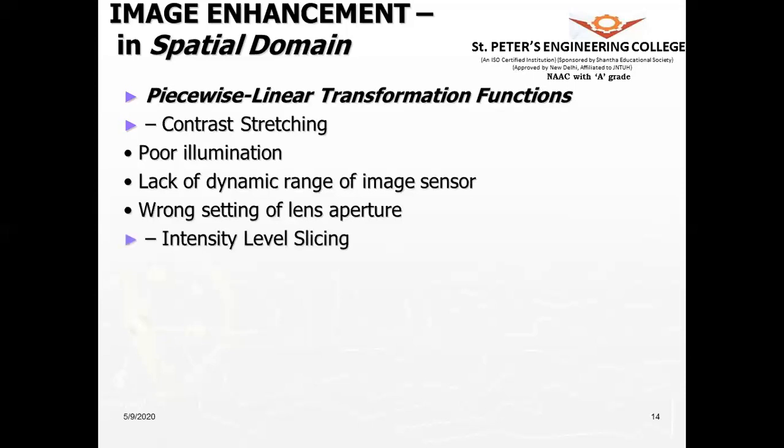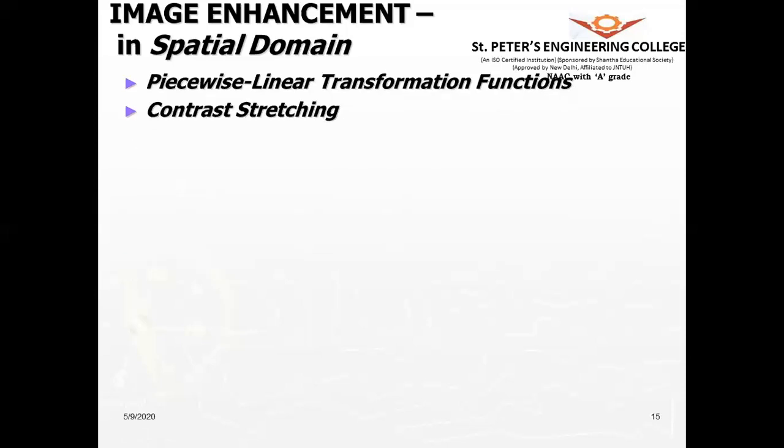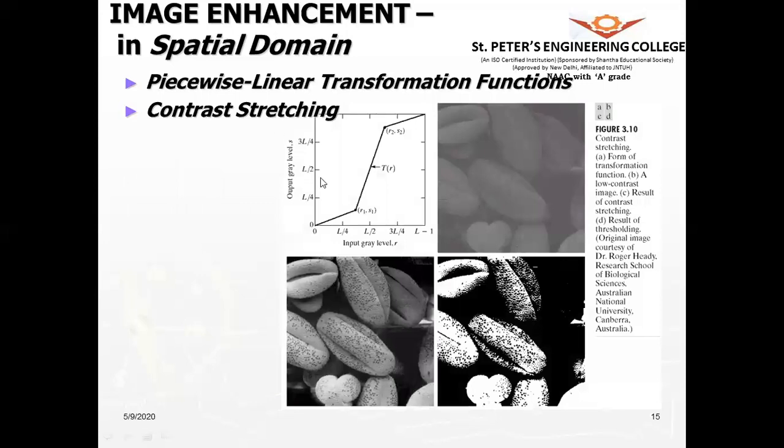Other piecewise linear transformations are intensity level slicing, and we'll also be using bit plane slicing. What is contrast stretching? An example is shown here. This is the graph of the relationship that still holds good, what we wrote in the first one, that is S is equal to T of R.